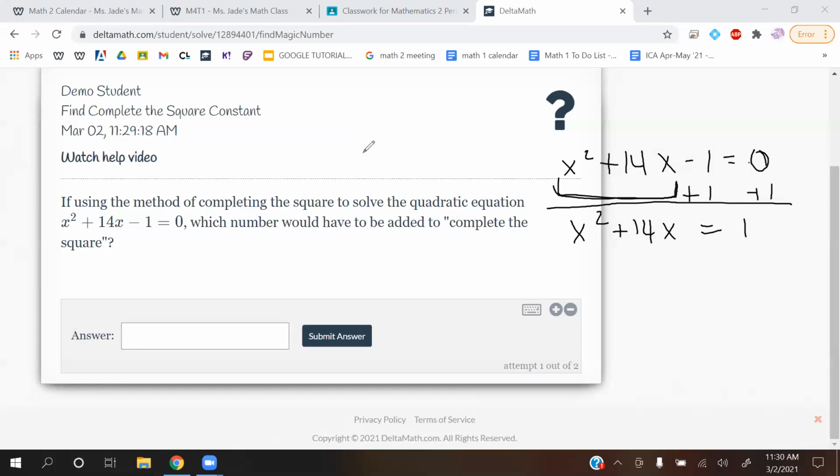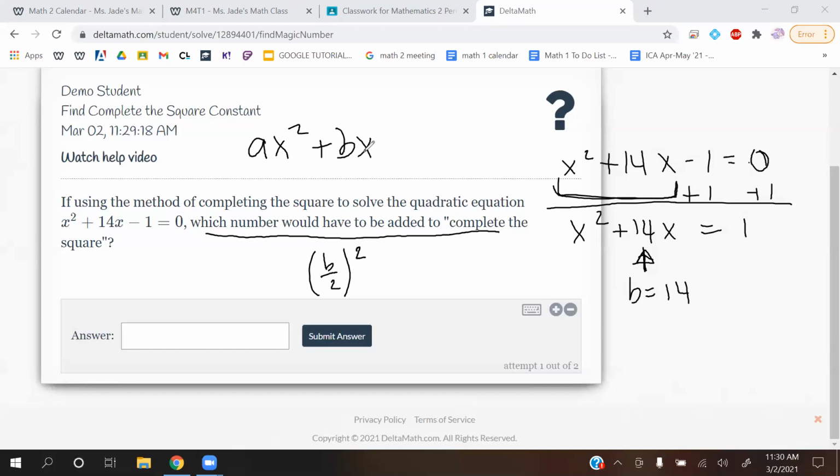Okay, so now that the 1 is out of our way, if you have the form ax squared plus bx, this 14 is the b, right? I'm going to write b equals 14. So the number that you would have to add to complete the square would be b over 2 squared. So the number we want to add to both sides is b divided by 2, and then you square it. So let's do that.